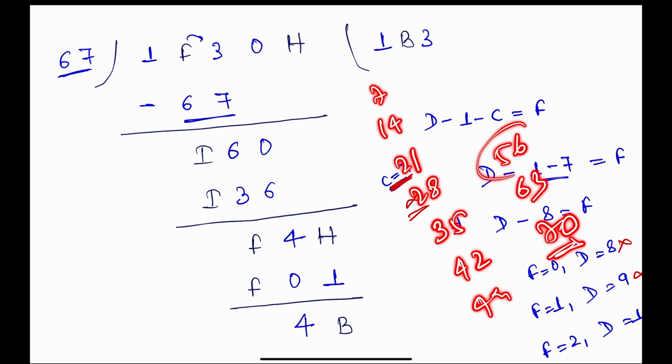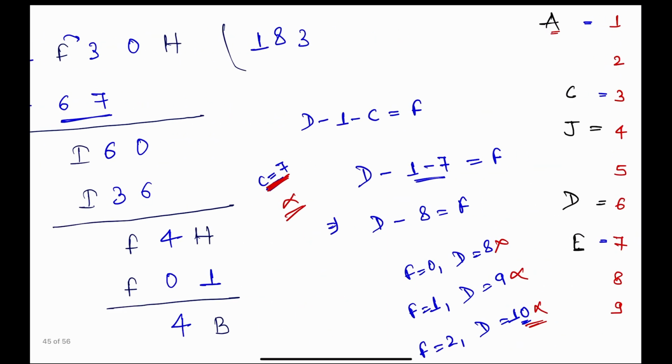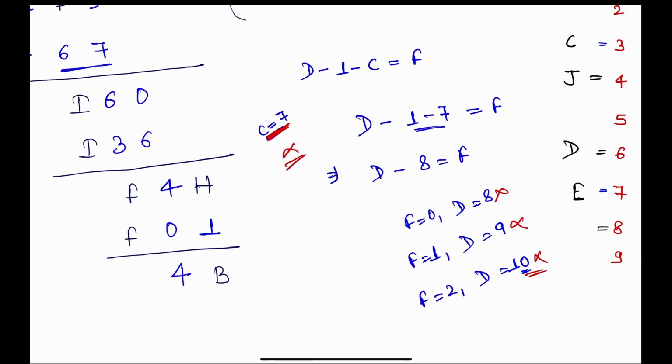So which one gives me the last 6? That's only possible when 7 into 8 is possible, right? So of course our B will be 8. B will be becoming 8.